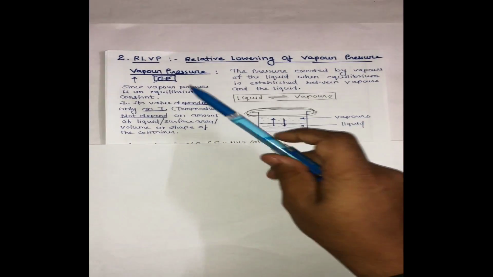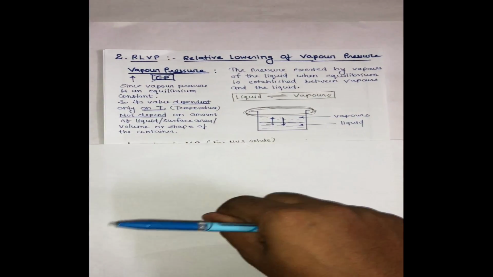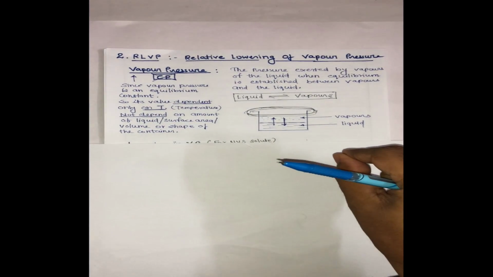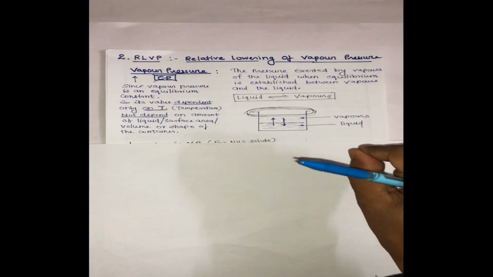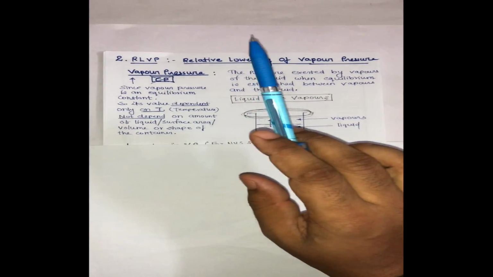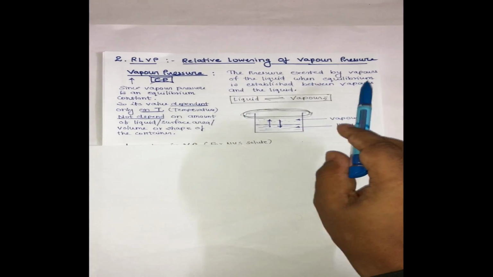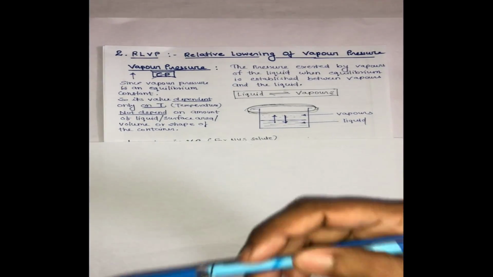So first we have to discuss vapor pressure. Remember students, vapor pressure is not a colligative property, and lowering of vapor pressure is also not a colligative property. If we talk about colligative property, then relative lowering of vapor pressure is the colligative property. So first, vapor pressure.